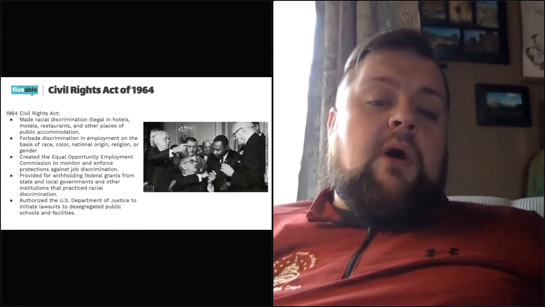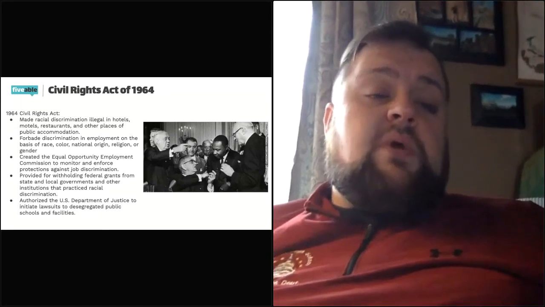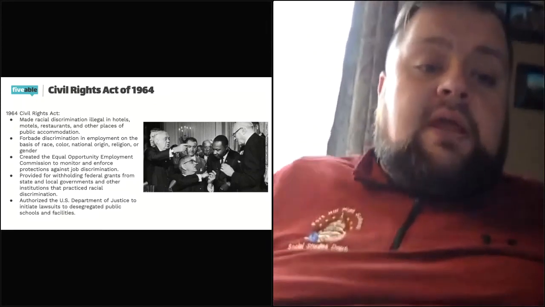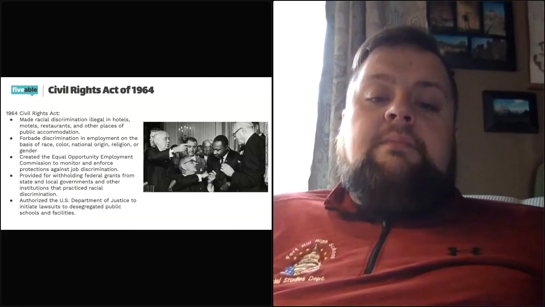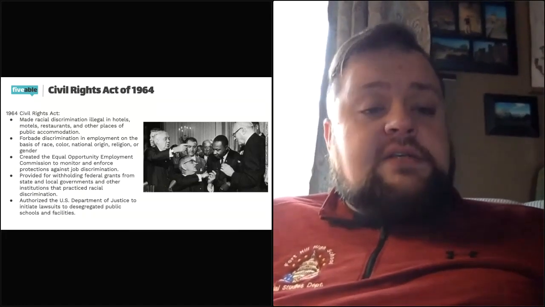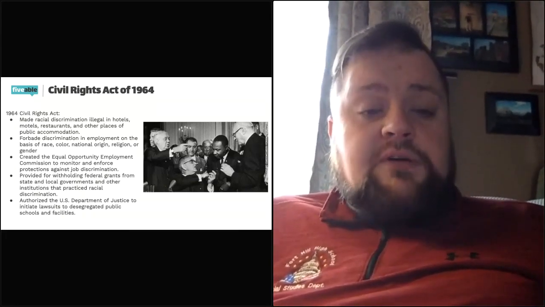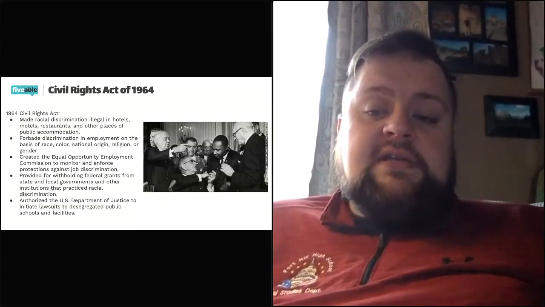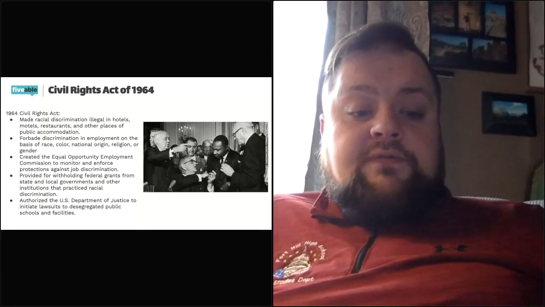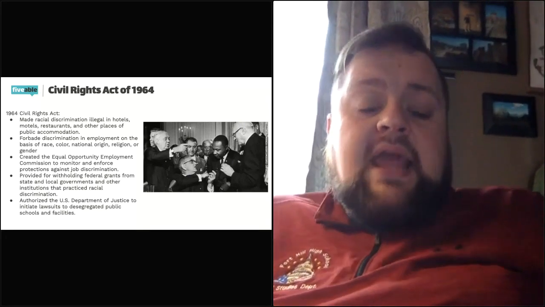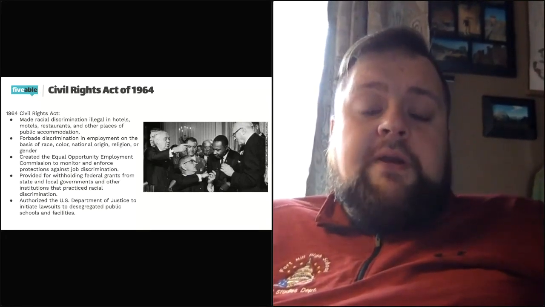It created the Equal Employment Opportunity Commission, which is what Truman had wanted but was not able to get. LBJ was finally able to get it. And it authorized the Justice Department to be the law enforcement agency to ensure that these things occurred. And so the Civil Rights Act was a major victory for African Americans, but it's not the end, because we still have a voting problem.